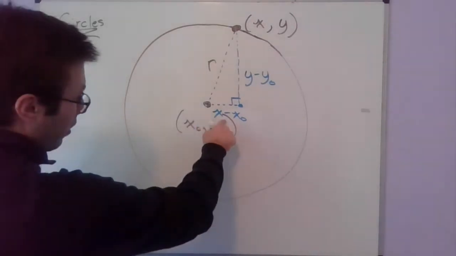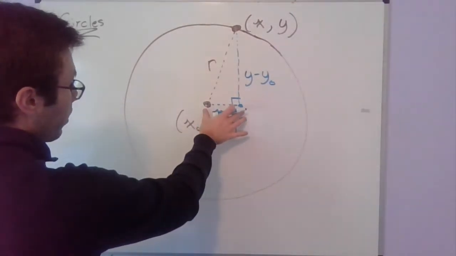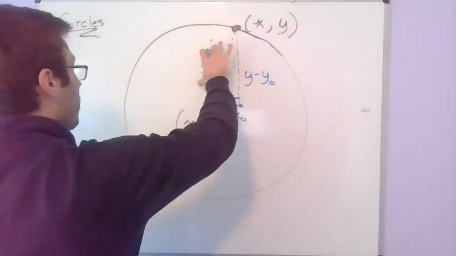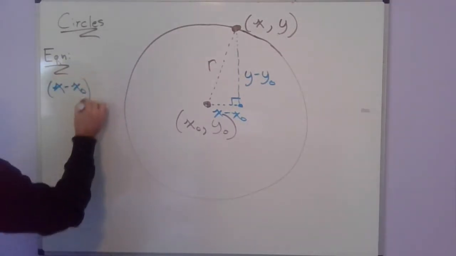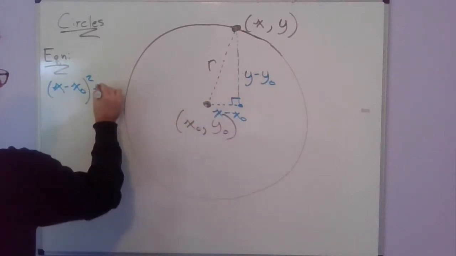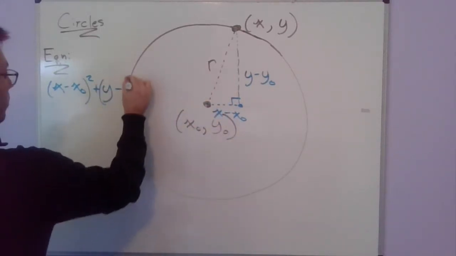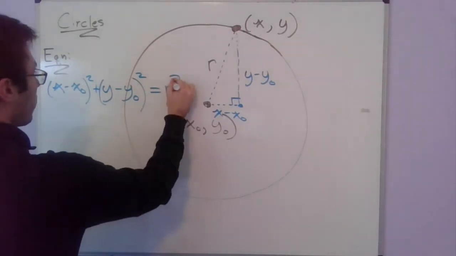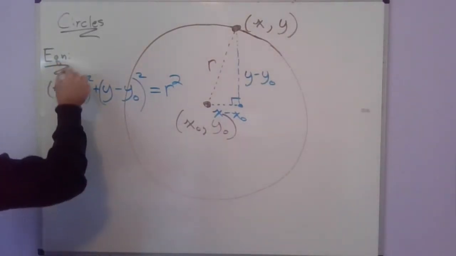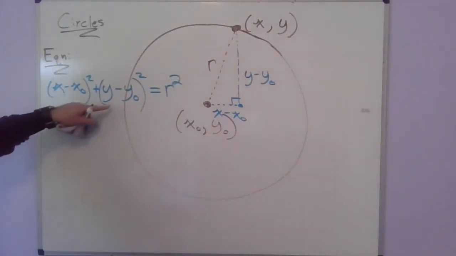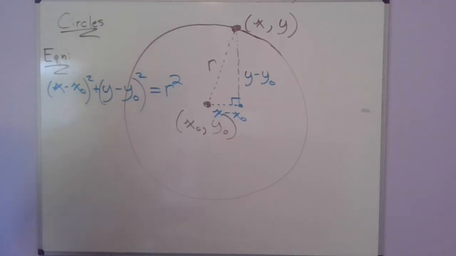So by the Pythagorean theorem, we know that this value squared plus this value squared must be equal to r squared. So we're going to go x minus x sub 0 squared plus y minus y sub 0 squared is equal to r squared. So that is the equation of a circle. So this is an important equation, and we can figure out what y is as a function of x by reorganizing this thing. All right, so this is the equation of a circle. Let's go over some examples of it.